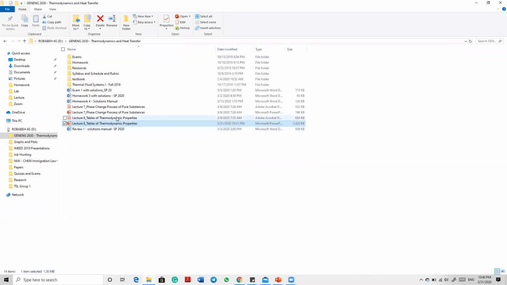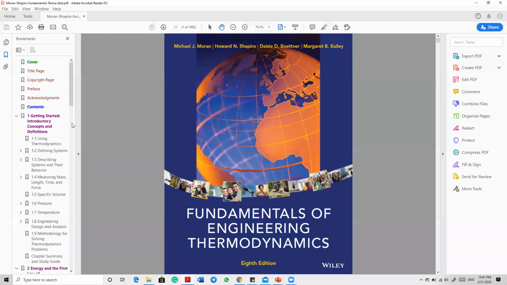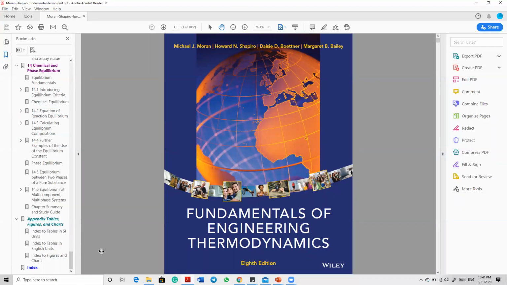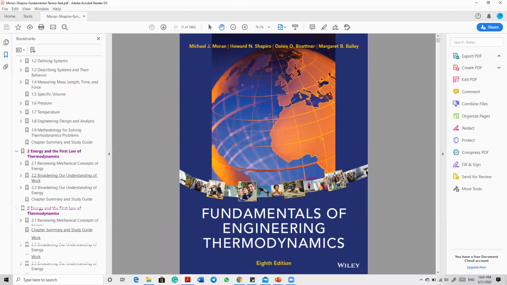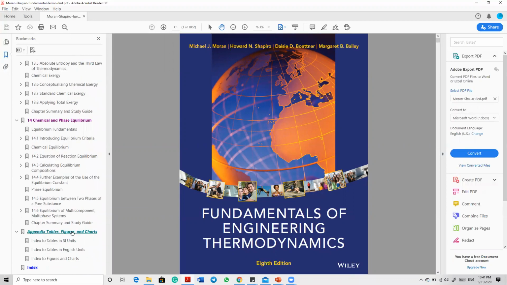Here is a textbook, Moran Shapiro, revision 8. I begin my work by finding the appropriate table. How to find it? First of all, the first step is to go all the way down and check the appendix. Here we go. Yes, the index to tables in SI units. You see, you have two indexes here because I have the SI units. I look at this one.